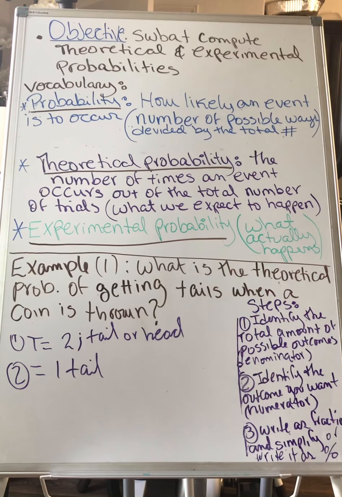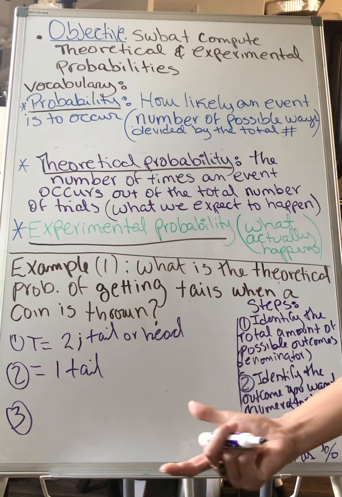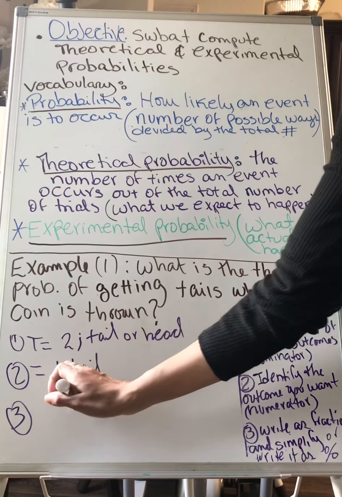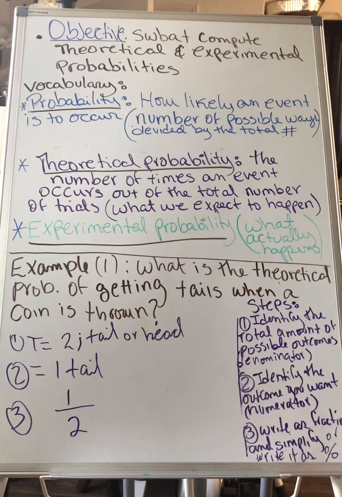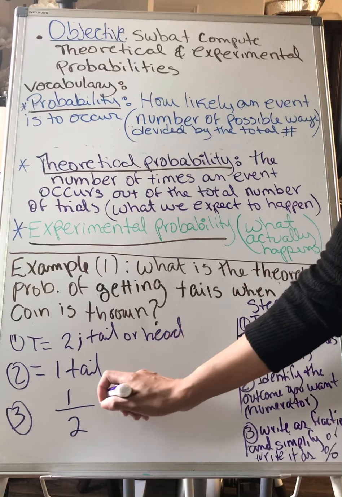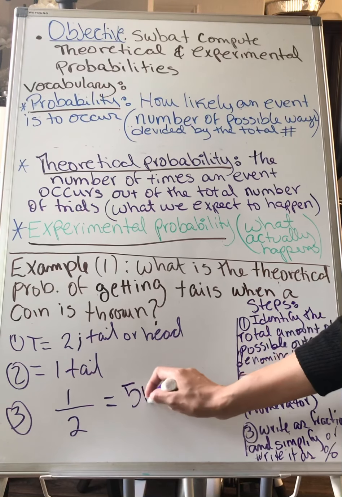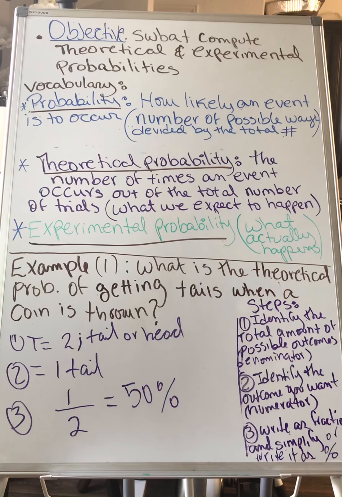Then the last step is to write it down as a fraction. The possible ways that I can get tails if I throw it is just 1 time. It's going to be one tail out of 2 possible outcomes. I can turn that fraction into a percentage. You can use your calculator really quick. If you divide 1 by 2, you're going to see that it's 0.5, which is the same thing as 50%. Sometimes they ask you for fractions, or sometimes you have to turn those fractions into percentages.